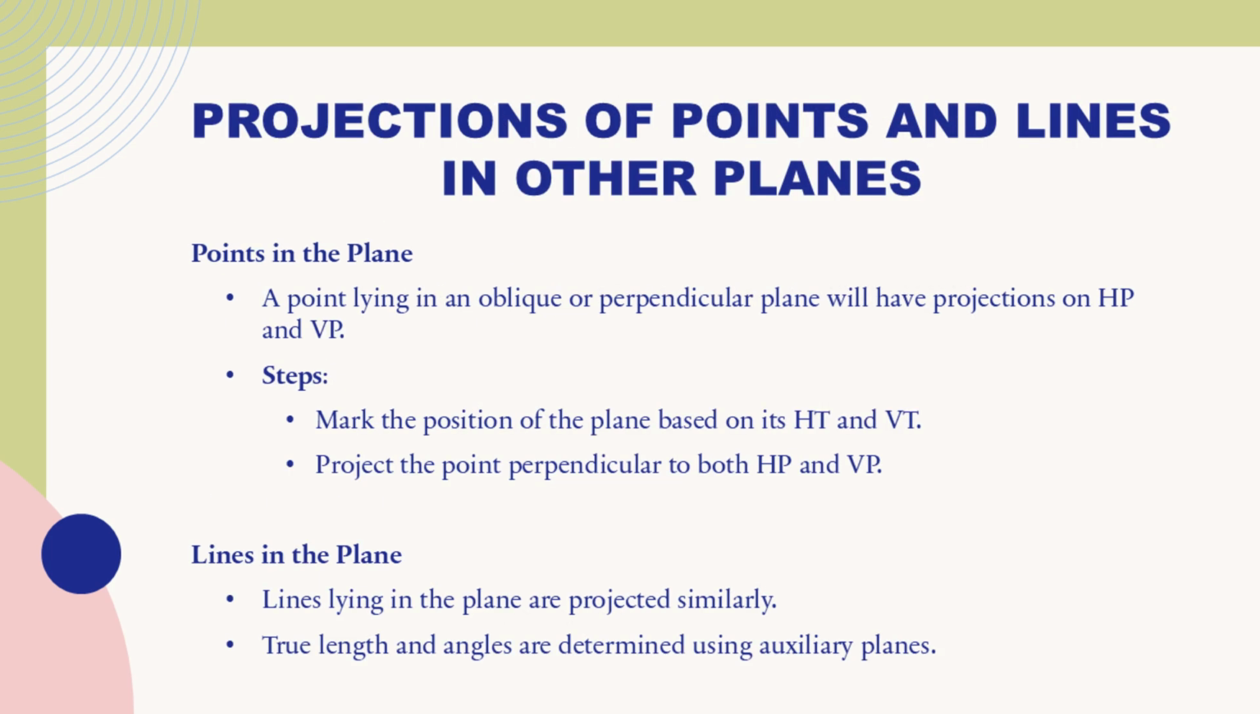Projecting points and lines in non-standard planes requires careful geometric analysis. When a point lies in an oblique or perpendicular plane, it will have specific projections on horizontal and vertical planes. The process involves marking the plane's position using its horizontal and vertical traces. We then project the point perpendicular to both reference planes. Similar techniques apply to lines lying within these unique planes.